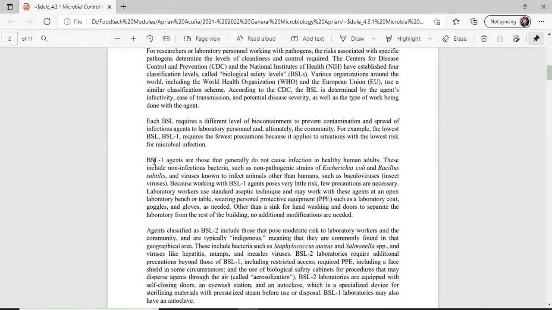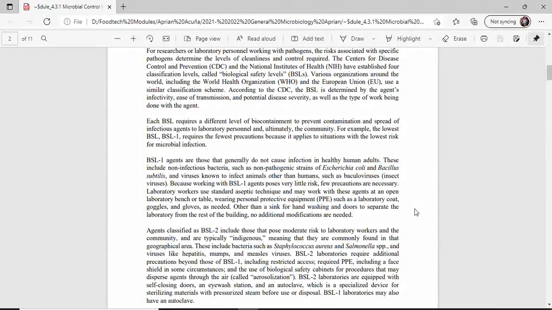We have here a better explanation for BSL 1. You have agents that generally do not cause infection in healthy human adults. This includes non-pathogenic strains of Escherichia coli and also Bacillus subtilis. And also viruses known to infect animals other than humans. Ibig sabihin, animals ang target and the human will not be infected or get ill. Such as baculoviruses or insect viruses.